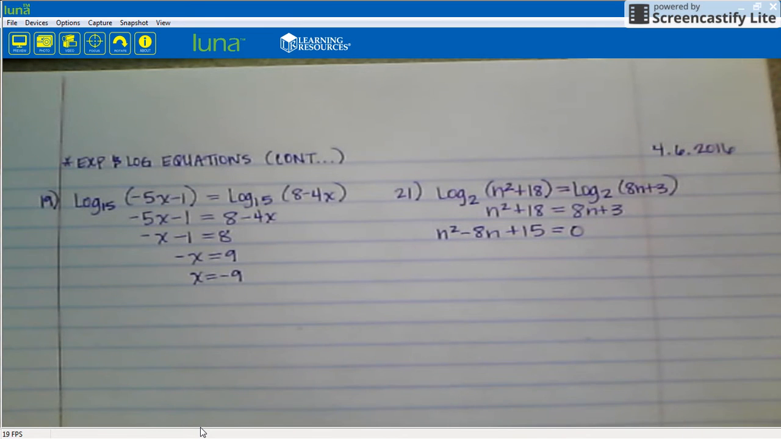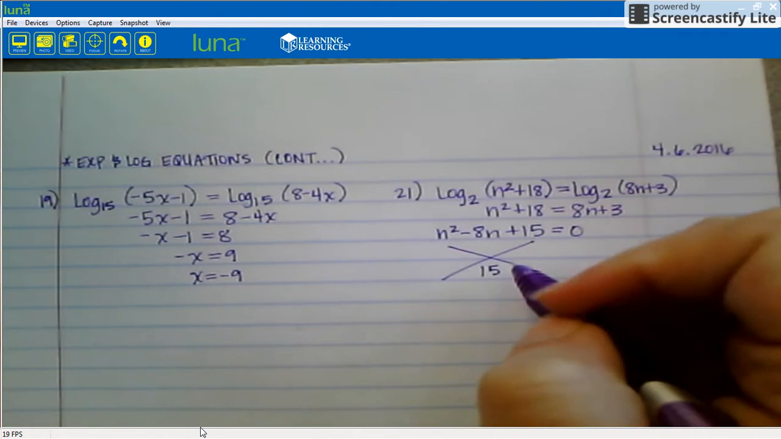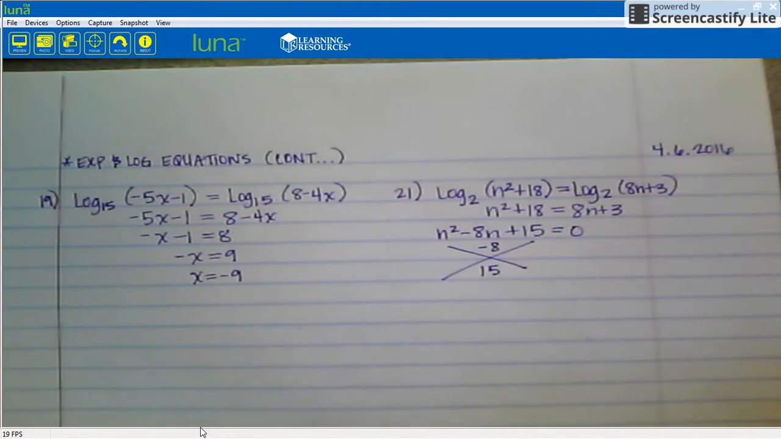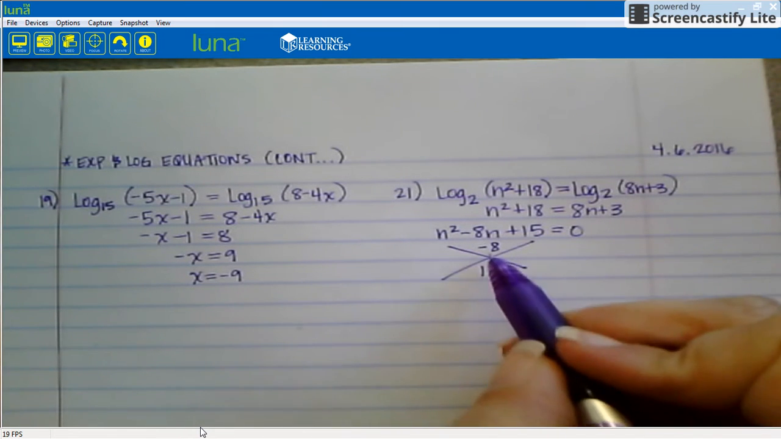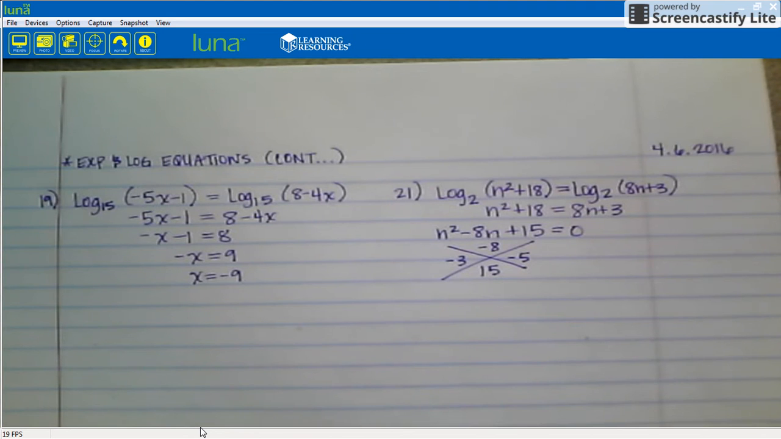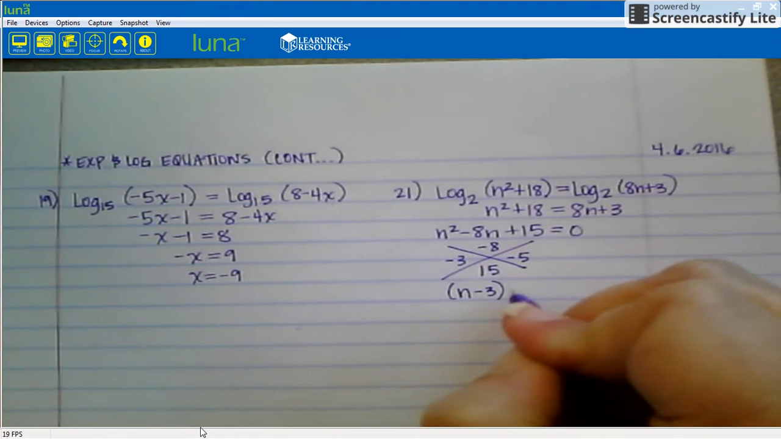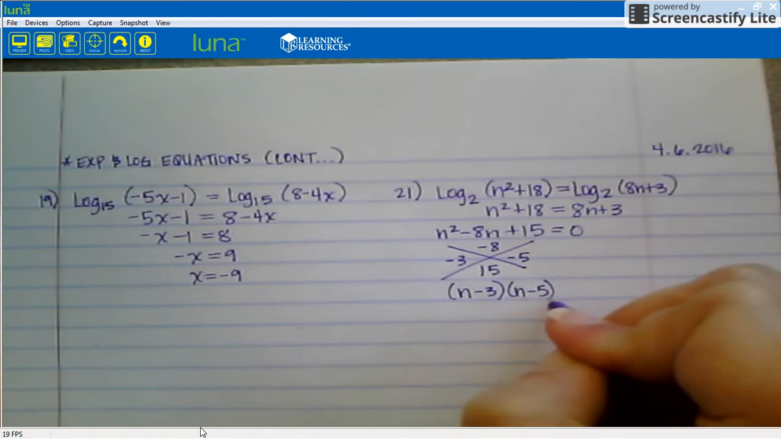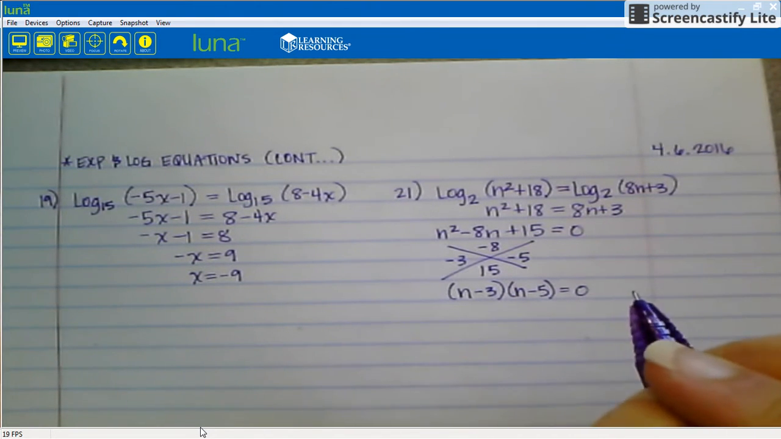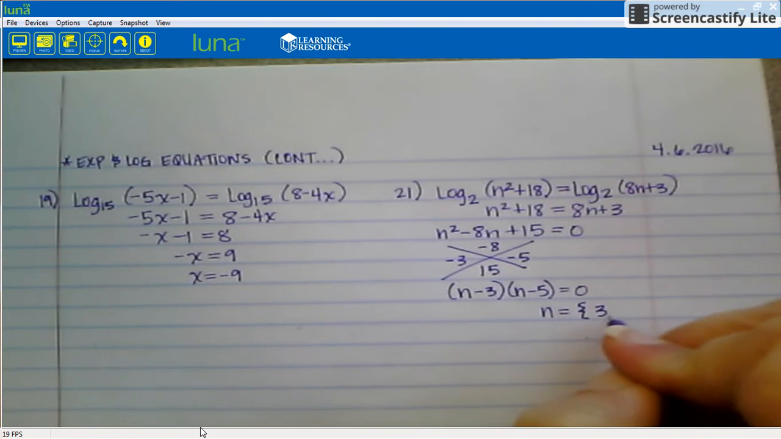And then once I'm here, I have to factor it. So when I factor this down, I need two terms that will multiply together to give me 15, that add together to give me negative 8. And so since this is positive and this is negative, I know that both of my numbers are going to have to be negative in order for that to work. So this is going to factor into n minus 3 times n minus 5 is equal to 0. And so when I solve this, n is equal to 3 and 5.